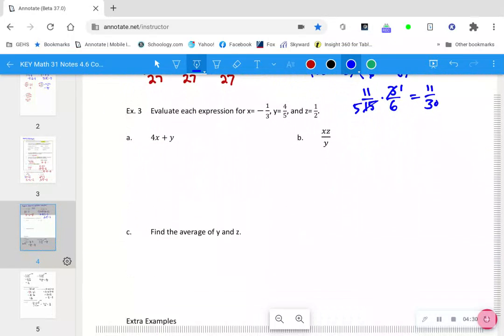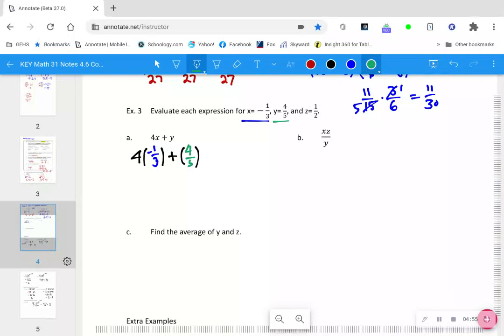Okay, the next problem here, we're having to plug our x and y in. So let me set it up here. I'll just put the skeleton down. 4 times x plus the y. And I'm going to use some color coding here. The x is negative 1/3. And the y is 4/5.